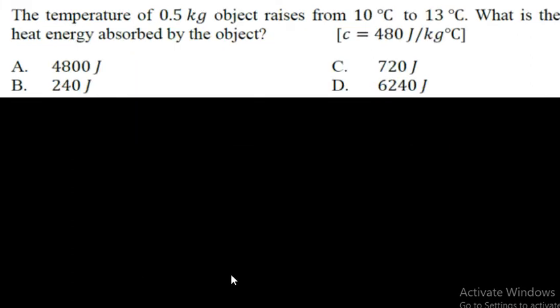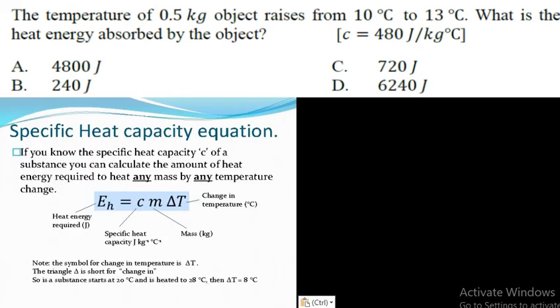Next question. The temperature of a 0.5 kilogram object rises from 10 degrees Celsius to 13 degrees Celsius. What is the heat energy absorbed by the object? Okay, we increase the temperature of an object. The mass of the object is already given to you. So what will be the heat energy absorbed by the object? Remember the formula. In the specific heat capacity equation, if you know the specific heat capacity of a substance, you can calculate the amount of heat energy required for any mass and any temperature change.